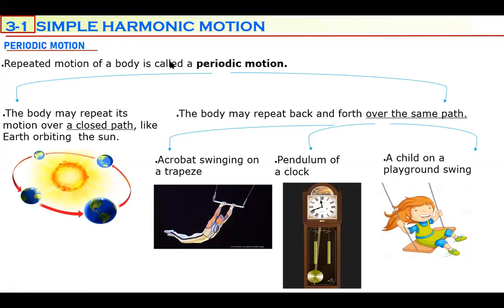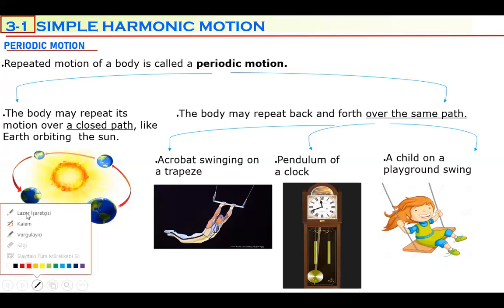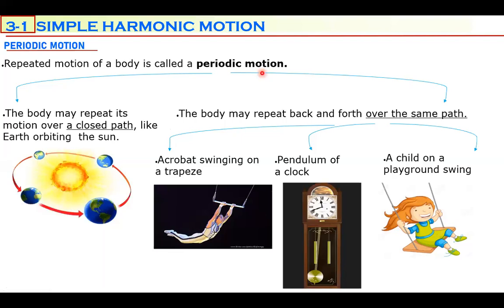If a body repeats its motion about a path or about a circle, then we say it is a periodic motion. Repeated motion of a body is called periodic motion. And an object can repeat its motion in two ways. One of them is that the object may repeat its motion over a closed path, like Earth orbiting the Sun or planets orbiting the stars. So this is a kind of periodic motion.